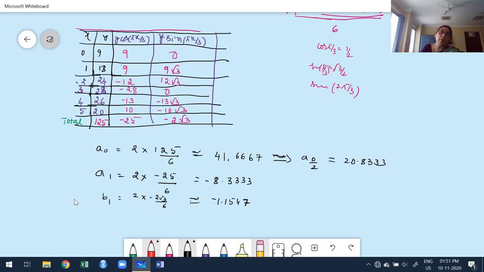Round up to which decimal? Fourth decimal. After the fourth decimal, observe the fifth decimal value. Suppose it's greater than or equal to 5, you shift 1 unit to the fourth decimal. Then we say this is rounded up to which decimal?